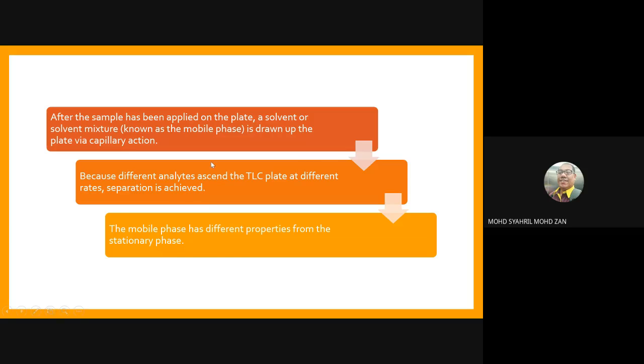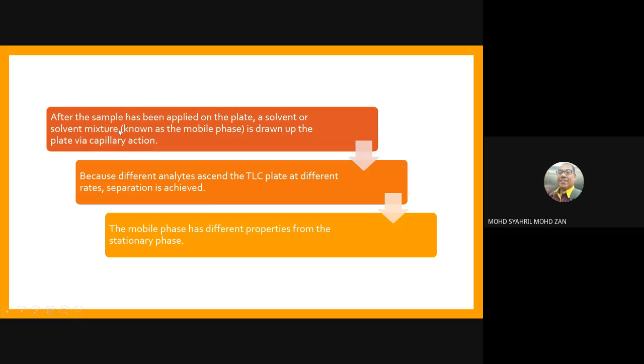After the sample has been applied on a plate, a solvent or solvent mixture known as a mobile phase is drawn up the plate via capillary action. Mobile phase ni adalah sampel yang kita letak atas tu. Sampel ni akan menjalankan proses mobile ke atas, sebab mobile tu letak pada sampel kita. Sampel tu akan bergerak. Capillary action tu dia akan bergerak secara kapilari, maknanya secara perlahan naik ke atas.